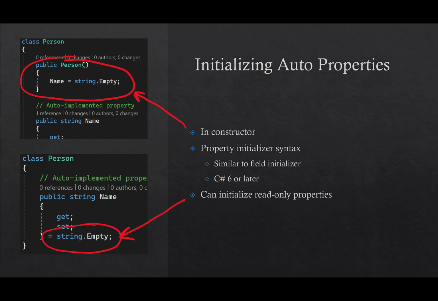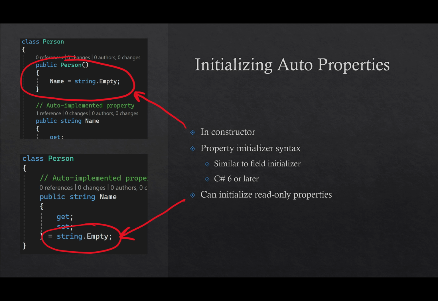So in the first property example we showed, where we had an explicit field, we had a field initializer in the class alongside, at the same point where we declared the field, we specified its initial value. How would we initialize an auto property where we don't have an explicit field? Well, there are two ways. One is to set its value in the constructor, as shown in the top left. And the other is to use the property initialization syntax shown on the bottom right.